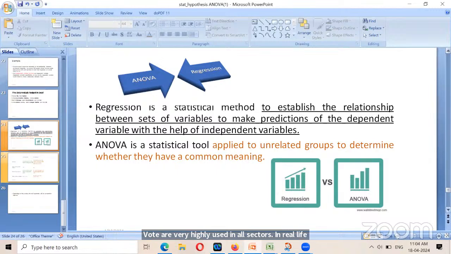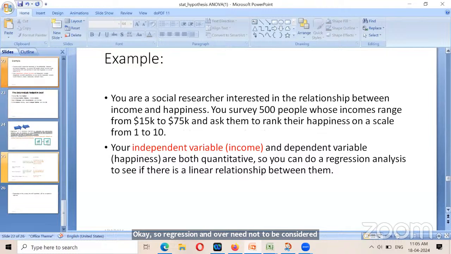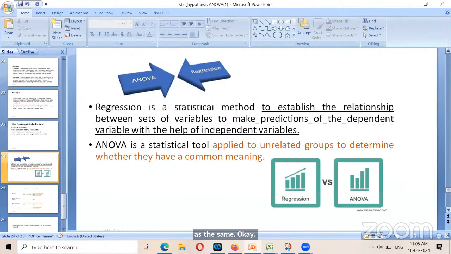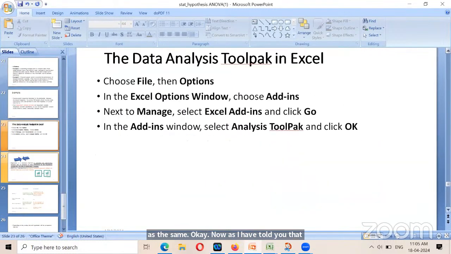Okay, so regression and ANOVA need not be considered the same. As I have told you, while doing actual research we use many tools. Here I will show you a simple example of how the ANOVA test can be used in Excel. We can use SPSS also.